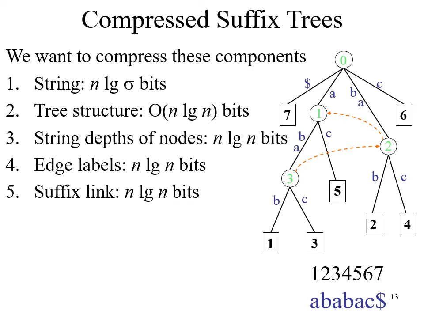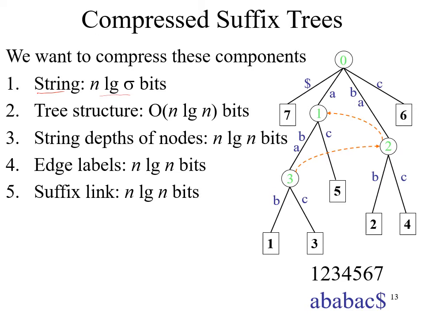Then next, to consider how to compress suffix trees. I already explained the suffix tree. So it is a tree structure to store all suffixes of a string. Okay. So the suffix tree consists of the string, which uses n log sigma bits, and the tree structure. So there are at most 2n nodes.